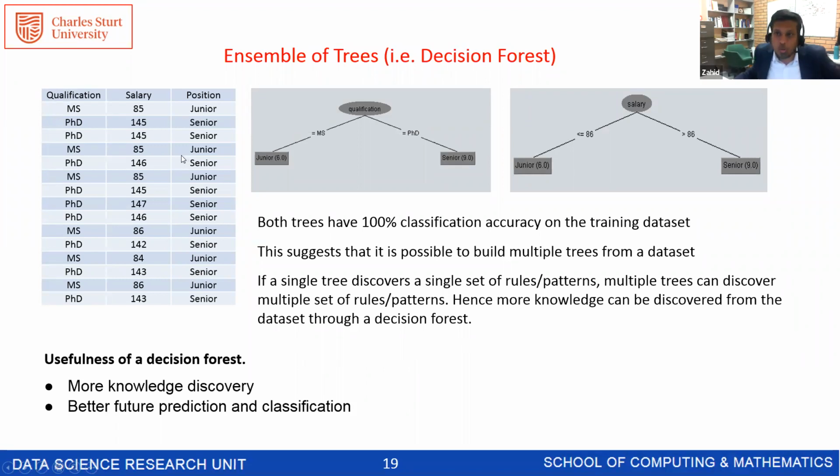So from a dataset, you can explore multiple patterns. One decision tree may present one set of patterns, but if you build multiple decision trees, then you can see multiple sets of patterns, right?